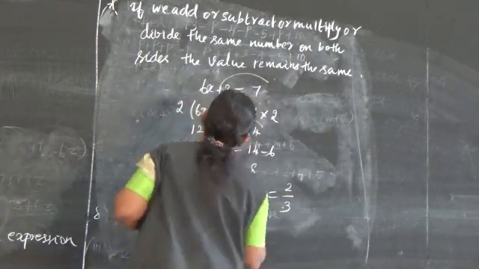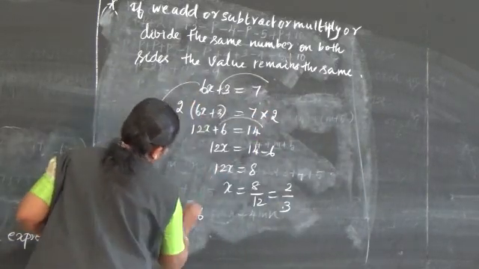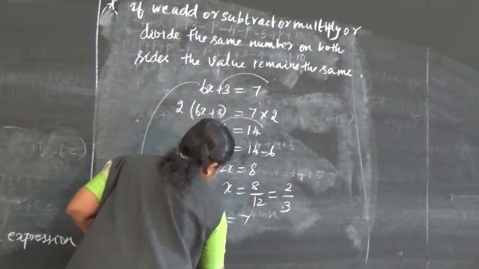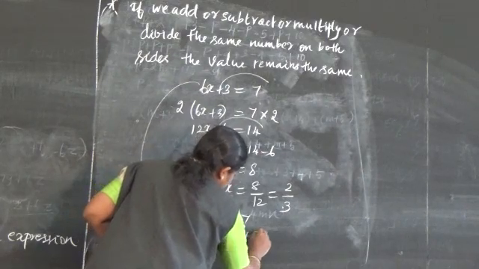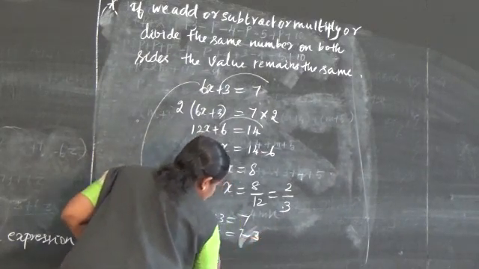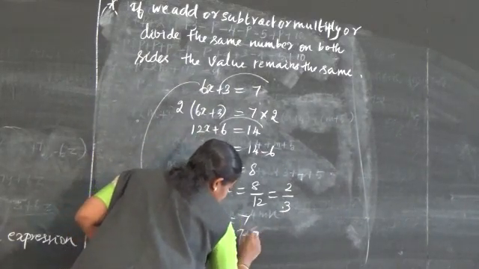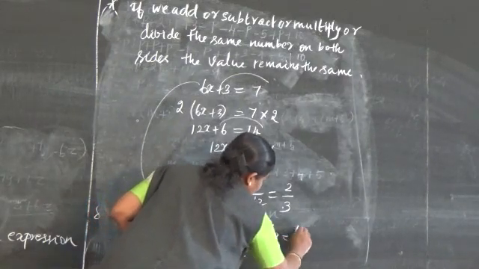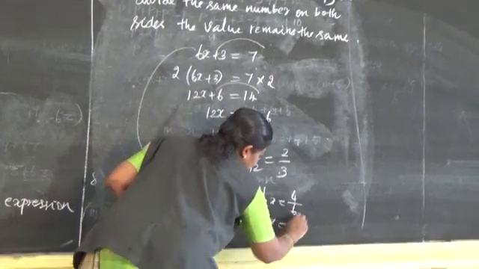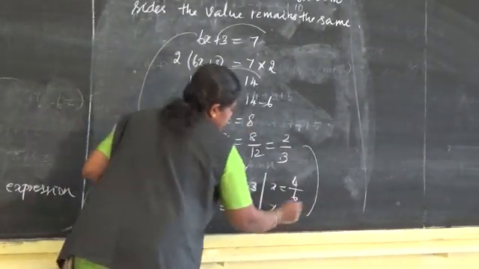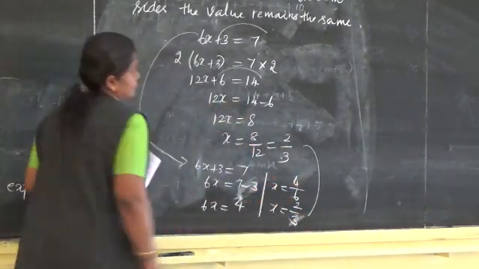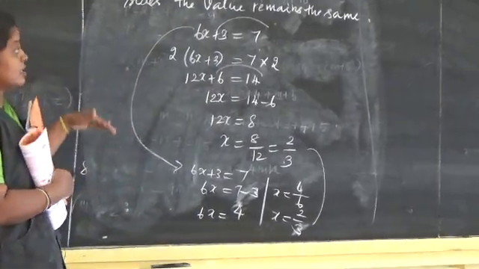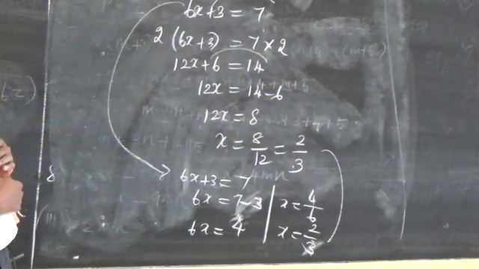Now take this side also. Take the first equation before multiplying. 6x plus 3 equal to 7. 6x equal to 7 minus 3. So 6x equal to 4. So x equal to 4 by 6. So x equal to 2 by 3. So we are getting the same answer. That's why we say, if you are adding or subtracting or multiplying or dividing on both sides, the value remains the same.